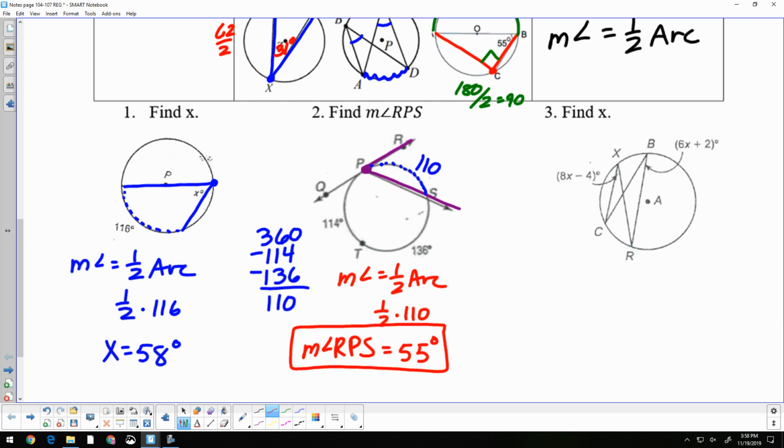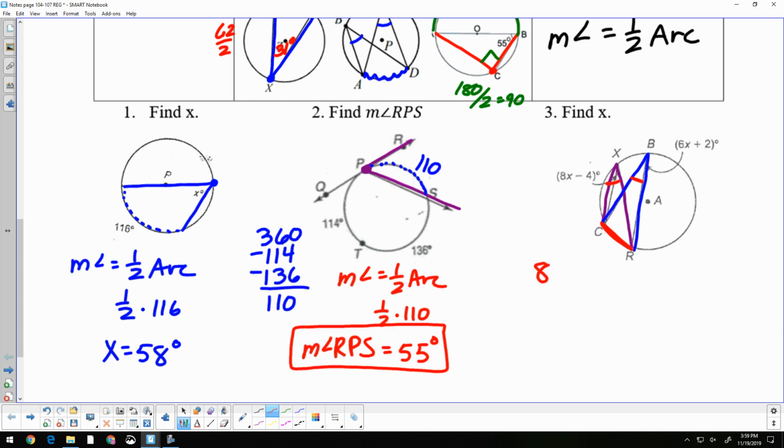Okay, so again, they look different, but the thing they have in common is that their vertex is on the circle. So this one, we have this angle here, and we also have this angle here. What those two have in common is that they have the same arc. I don't know what that arc is, but I don't really need to know what that arc is to solve this problem. What I do know is that each of these angles is going to be half of that. So since it's the same arc, it means these angles are congruent.